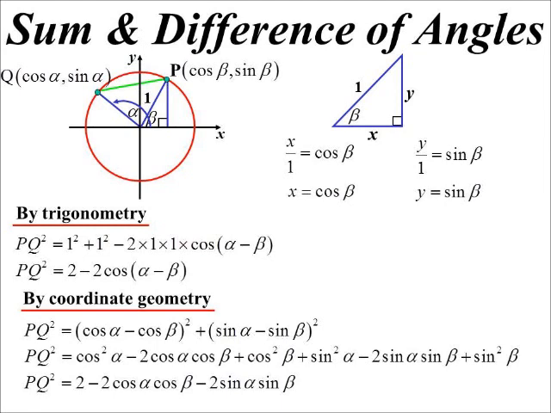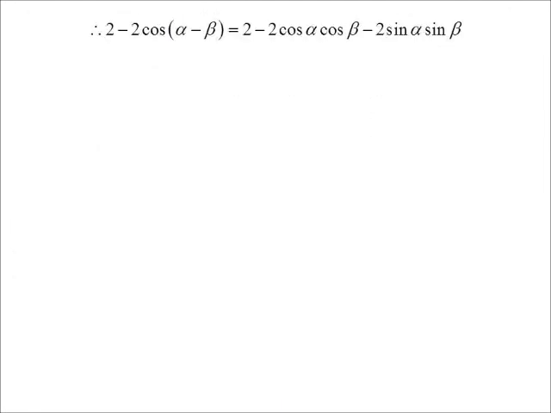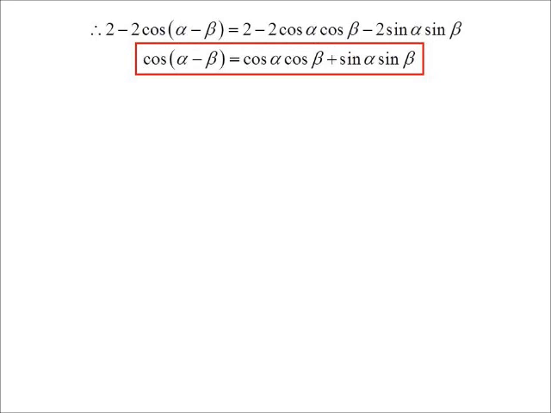Well, they're both PQ squared. I actually lied to you. I couldn't care less how far PQ is. All I'm interested in is these are both equal to PQ squared. Well, if they're both equal to PQ squared, they must be the same thing. So therefore, I now know 2 minus 2 cosine alpha minus beta is 2 minus 2 cos alpha cos beta minus 2 sine alpha sine beta. So let's tidy that up. I can get rid of the 2's, divide everything by 2 as well, and get rid of the negative. And I come up with this first little formula. The cos of alpha minus beta is cos alpha cos beta plus sine alpha sine beta.